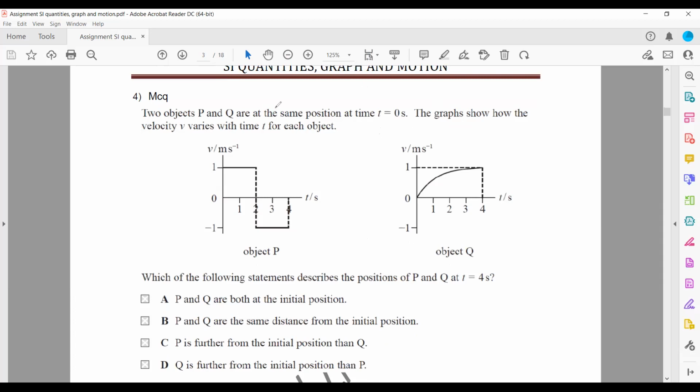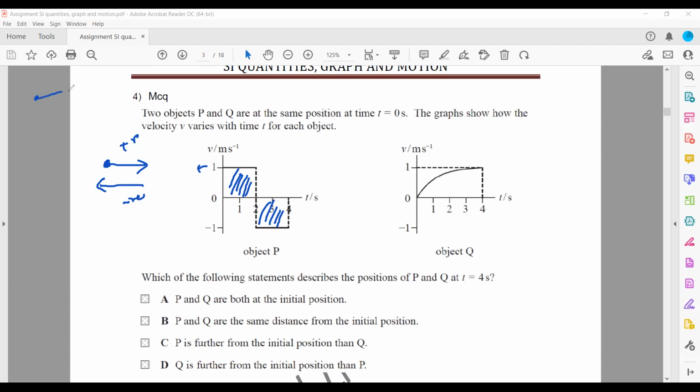Look, this is a velocity-time graph, and velocity is a vector quantity. So when it is +1, it means the object was moving towards the right-hand side, positive velocity. For the first 2 seconds, it was moving towards the right. And for the next 2 seconds, it was moving towards the left because the velocity is negative. The area under the graph represents the displacement, so the displacement towards the right is the same as the displacement towards the left. It means the object P will return back to its original position.